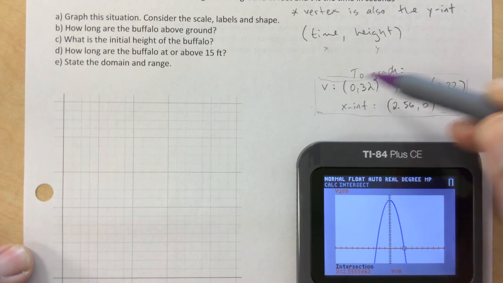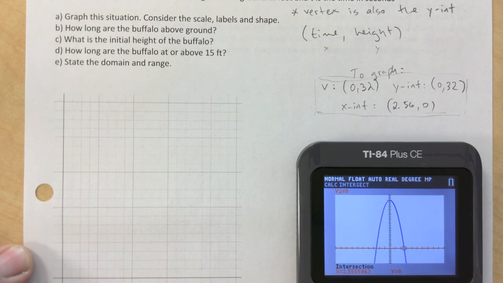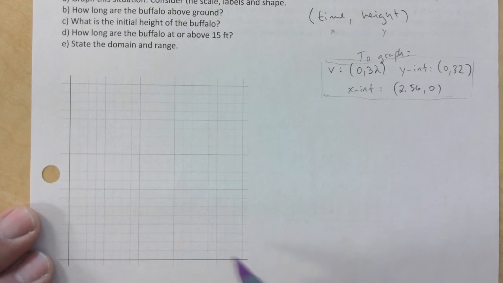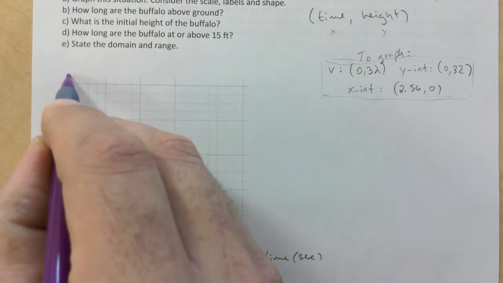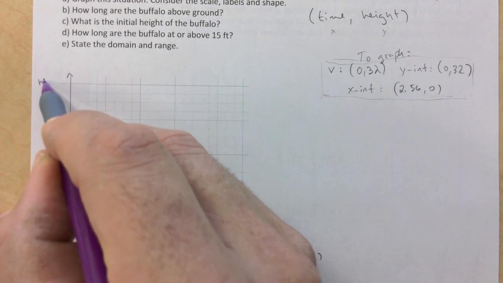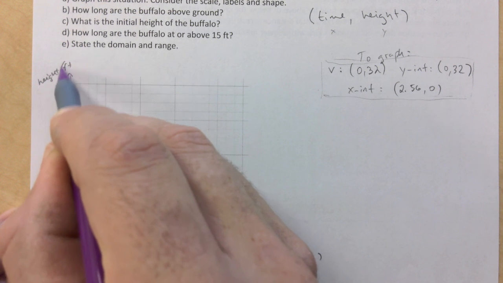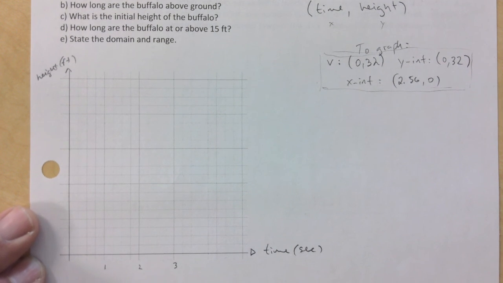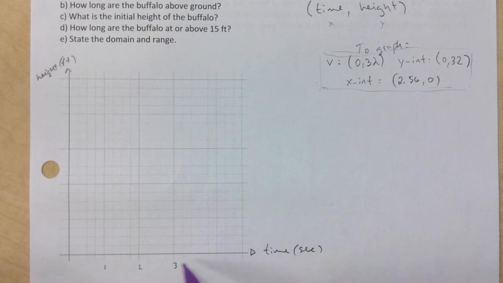To graph, I need the basics, right? So let's go ahead and graph this. Before I start, I will say time in seconds, and height is in feet. So somewhere over here, height in feet. The x-intercept is 2.56, so 1, 2, 3, right? That's what you can do here, 1, 2, and 3, using the markings. They're somewhat faded. I know that I can't control that. That's the printing service.